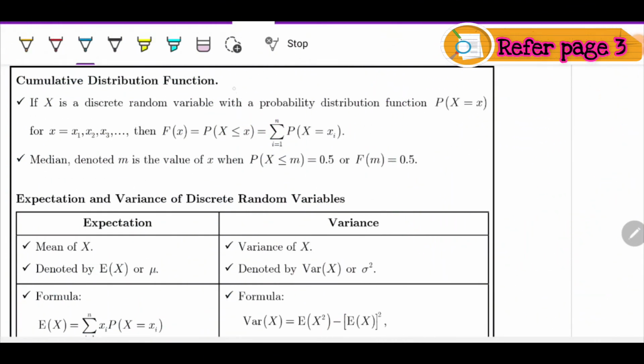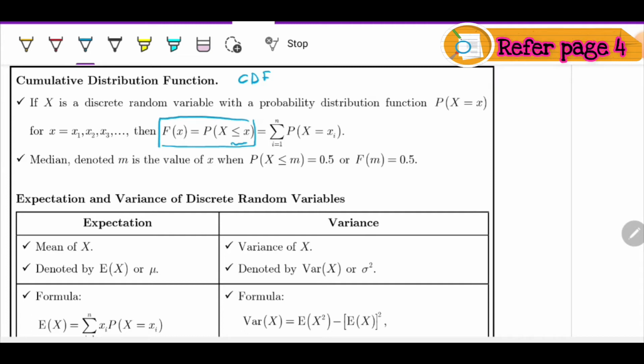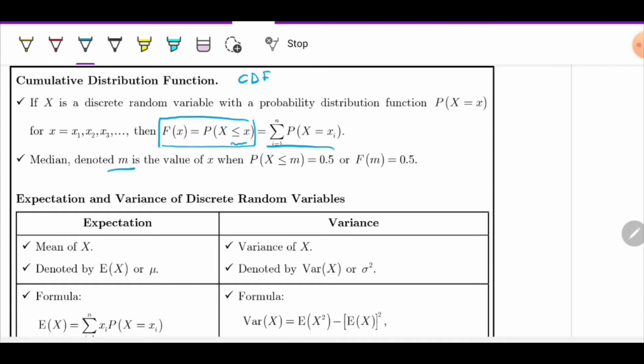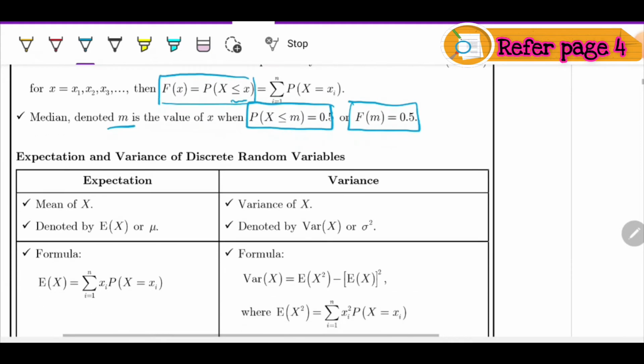The distribution function is known as CDF. The symbol for CDF is capital F, or P(X ≤ x). We also can find median for discrete random variable. We denote M for median. And the formula is P(X ≤ M) = 0.5, or capital F(M) = 0.5. Other than that, we can find expectation and variance for discrete random variables.